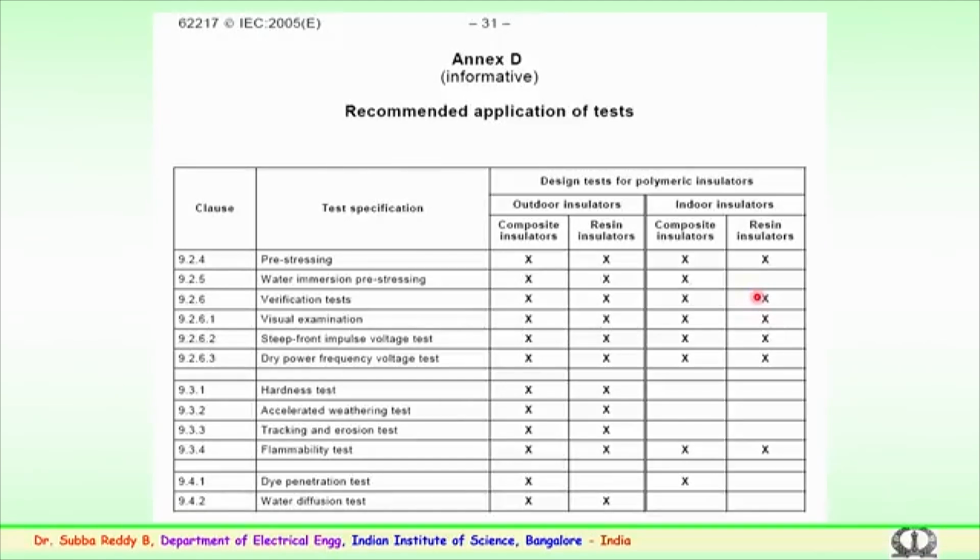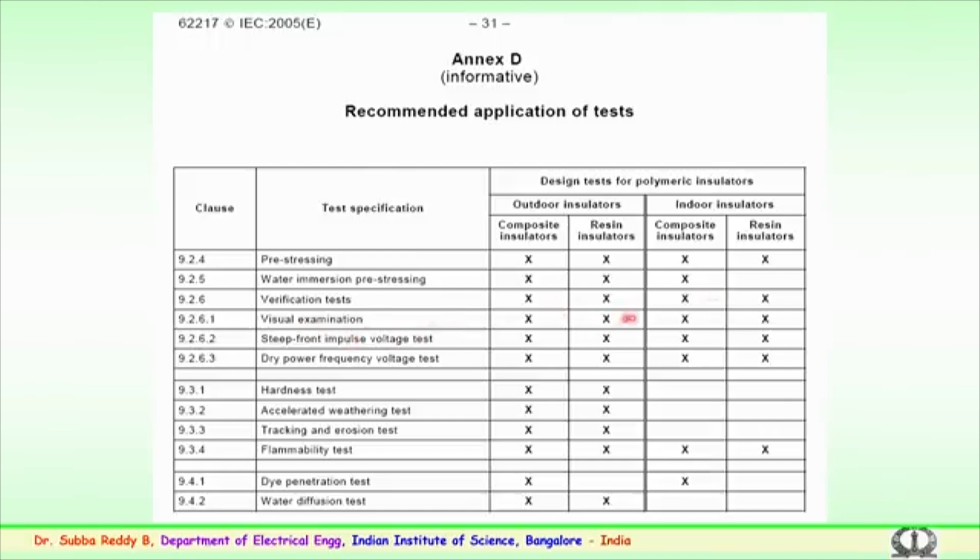For the recommended applications for composite or polymer insulators, you can see here several testings as per the standards are available. Apart from that, the design tests for polymer insulators are given for outdoor and also for indoor. You have composite polymer insulators, and here you have resin based insulators. For both, the tests required have been given in this table. So, pre-stressing of the materials is required, then the water emulsion test has to be carried out for all the materials except for the indoor resin, where it is not required.